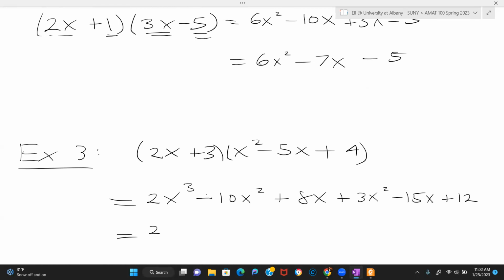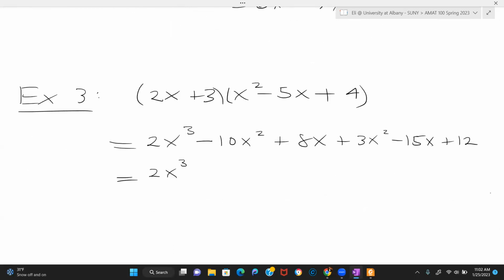Well, first of all, we're going to have this 2x cubed, and that's because this is the only x cubed term here. But again, as I said, if you need to, feel free to use the commutative and associative properties, put this x cubed with this x cubed, and then this x term with this x term, factor, and then simplify. But I'm just going to combine these steps together.